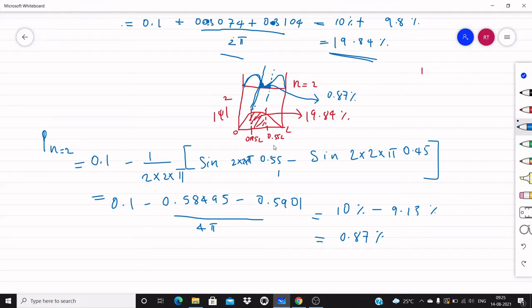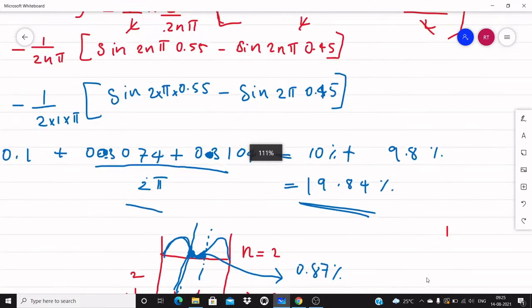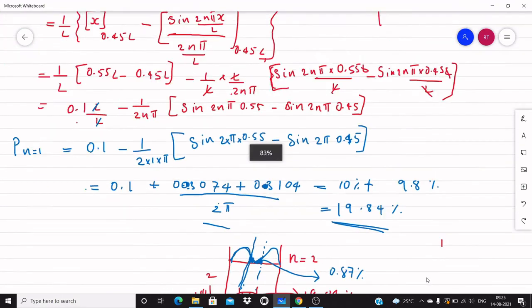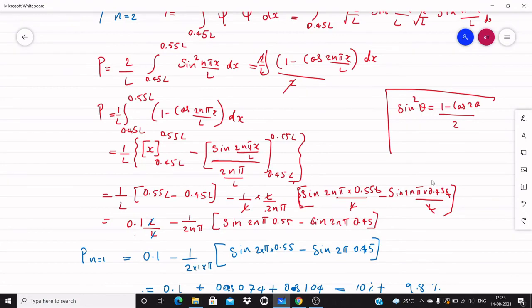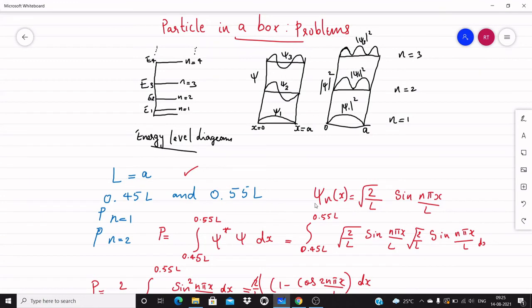So when you are asked to calculate the probability of a particle in a box from a certain region, it is given from 0.45 to 0.55 L of a box of side L, capital L. So first of all, what we have done is we have done the calculation of probability in a general way. Okay. So for calculating the probability in a general case, we have written the wave function psi of x.